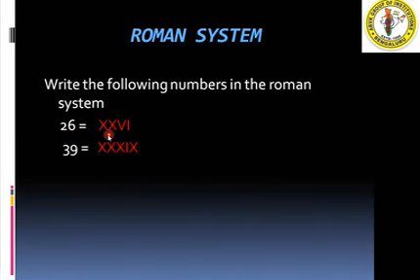For 26, how will you write? Now all the rules you have understood clearly. 20 is XX. For 6 you know how to write, just now I explained, VI. In the same way 39. 30 is XXX, and 9 you know is 10 minus 1, so it gives 9. Next, 506. For 500 you know the symbol, D. 6 you know, VI. Next one, 312. 300, the symbol for 100 is C, so we will write C three times.